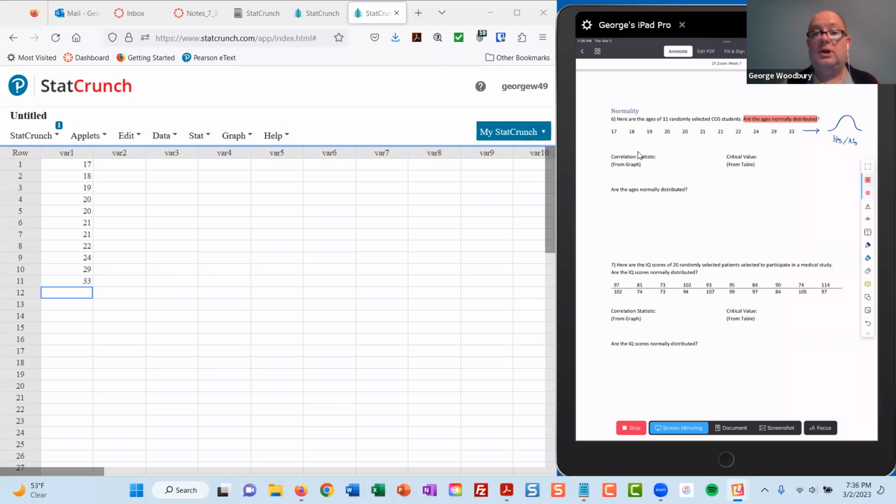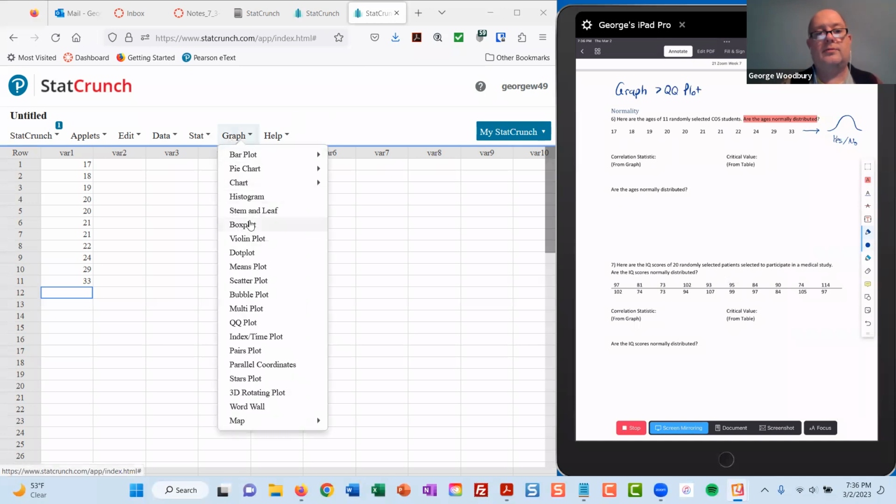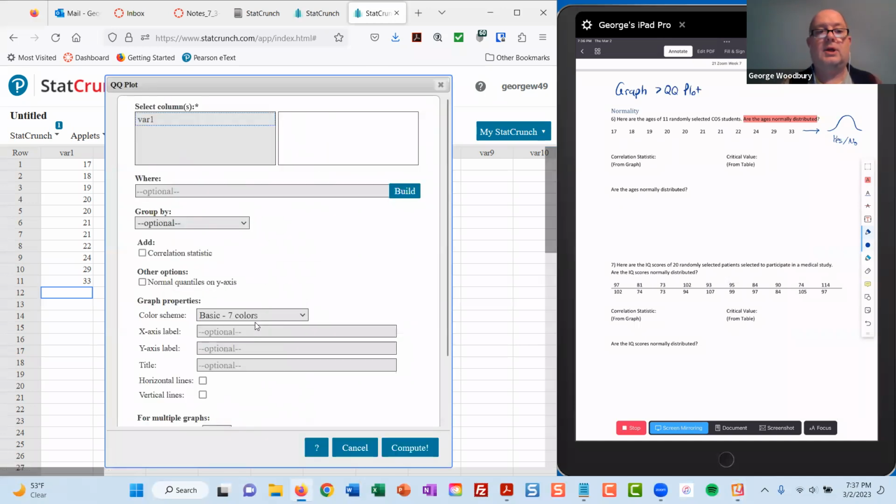First thing that we do is we're going to make a graph that's called a QQ plot. So this is under Graph, QQ plot. Pick the column that has your data. This time it's under that first column, var1.